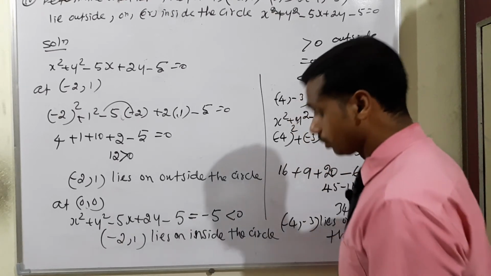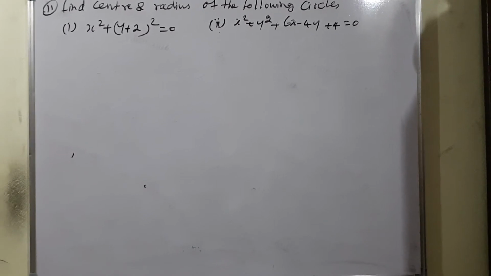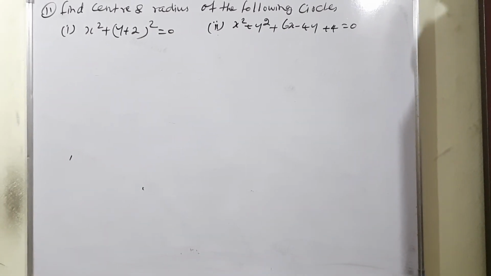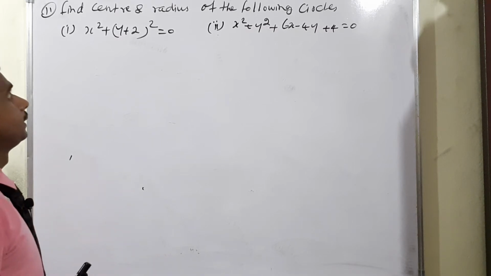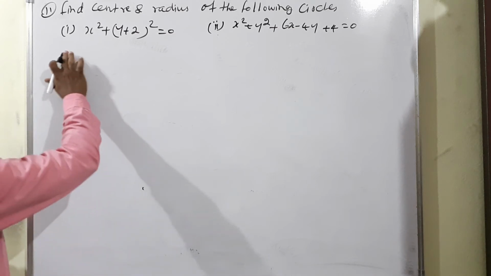So 3 conditions are also over. I will continue with question number 11. Okay. Moving to question number 11, find center and radius of the following circles given in 4 subdivisions. So one by one we can discuss.